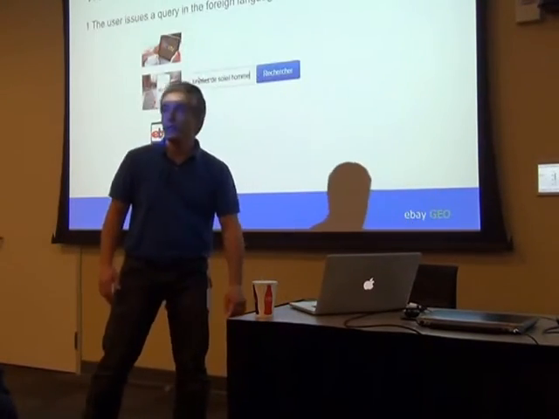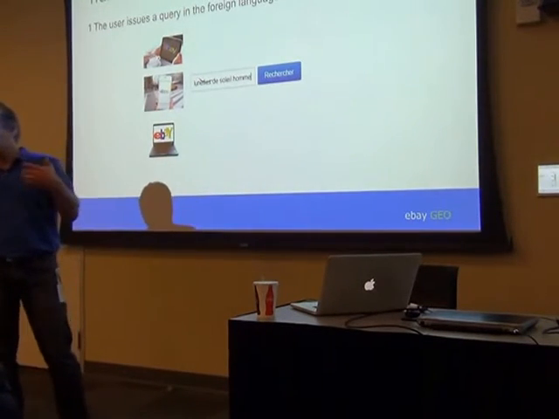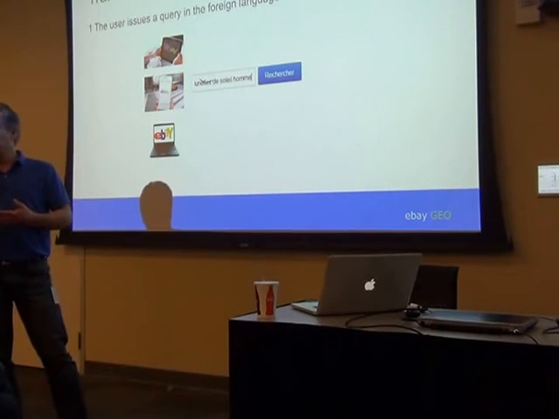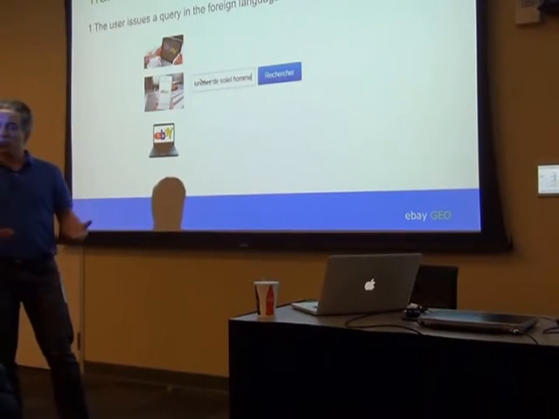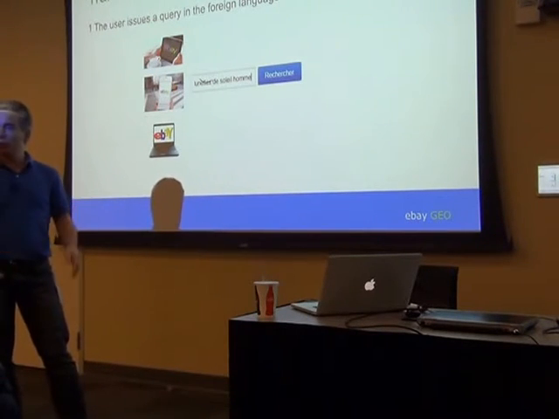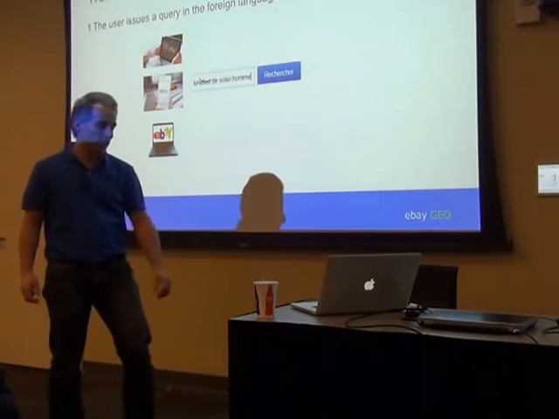So what's the translation flow? How do we use machine translation? Let's say I'm a French buyer sitting in France. In France, I want to buy sunglasses. So the first thing I do is I issue my query in French here, Lunettes de Soleil Homme, which is men's sunglasses. And I press search, right, which is recherche in French.